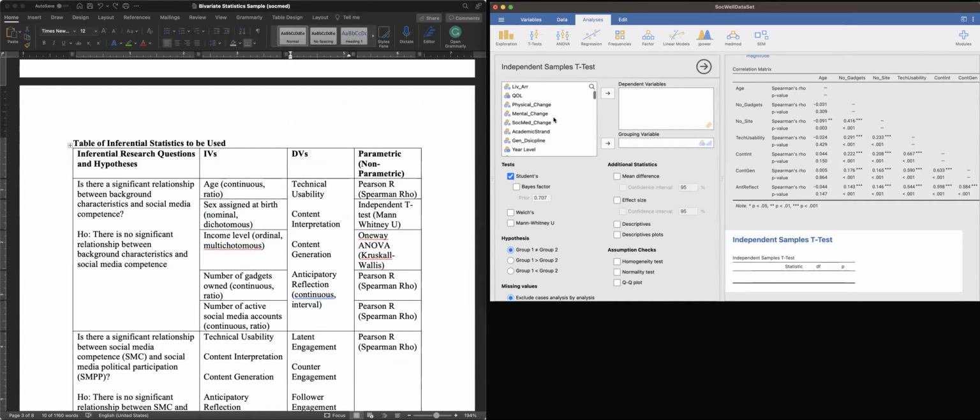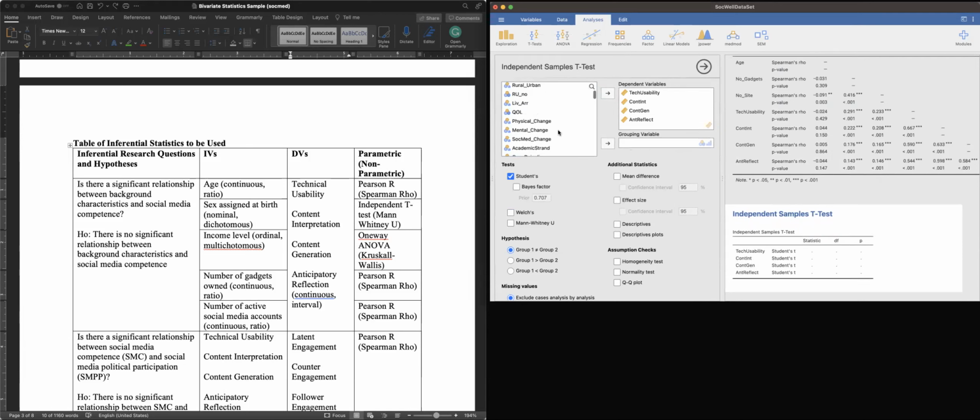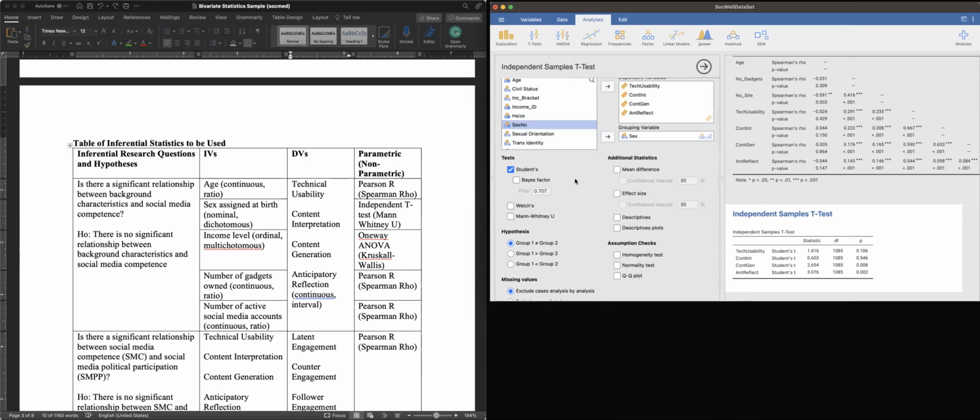In the dependent variables, you can already put the four, so JAMOVI will be able to read them together: technical usability, content interpretation, content generation, anticipatory reflection. And then the grouping variable is the dichotomous variable that you will have. Remember that it will only read a dichotomous variable. If you put here a grouping variable that has more than two groups, it will give an error. For example, if I put income ID, error. It must only have two levels. So we put here sex. So it will now read.